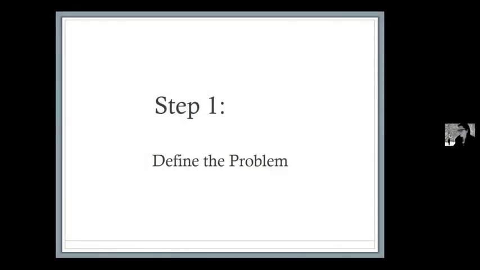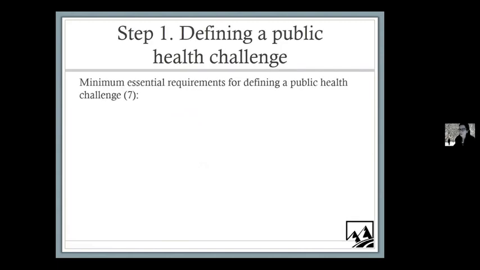Okay, so now I'm coming to step one out of 10 steps in the long frame approach. That's defining the problem. So there are seven sort of what I call minimal essential requirements for defining a public health challenge or problem. The things that you want to know about the group that you're supposedly going to be helping. One is the population, age, and sex structure.